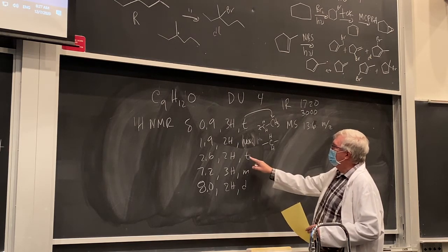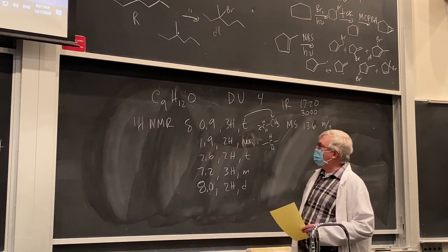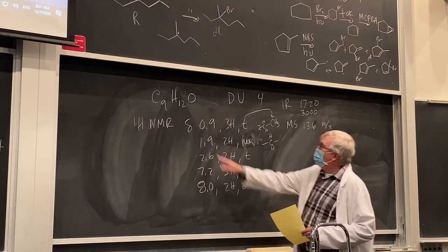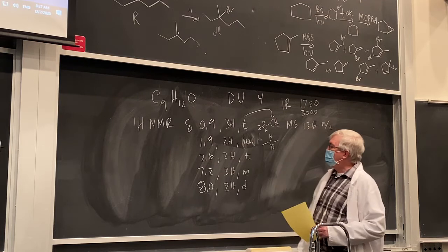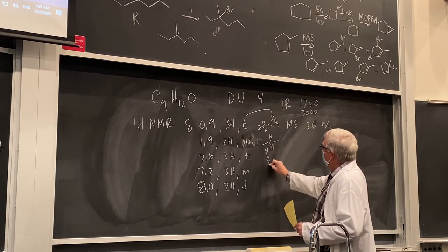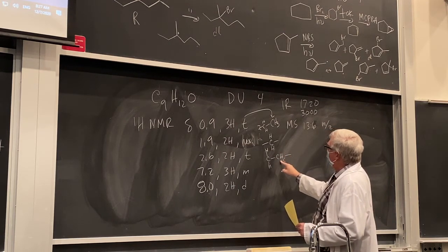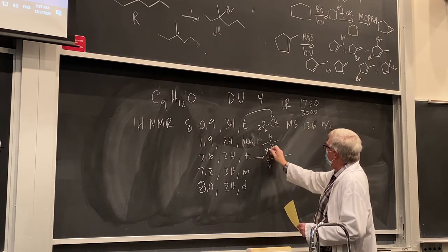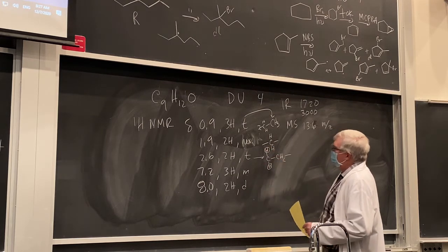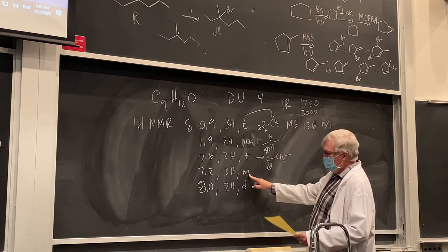And then this one here, 2.6, so shifted further downfield. So it's going to be next to something. And you've got an oxygen here, so you already see a heteroatom there. And 2 H's, so 2H. And then you've got what? You've got 2 neighbors there. So that would make these a triplet, right? And then you've got 7.2 multiplet.